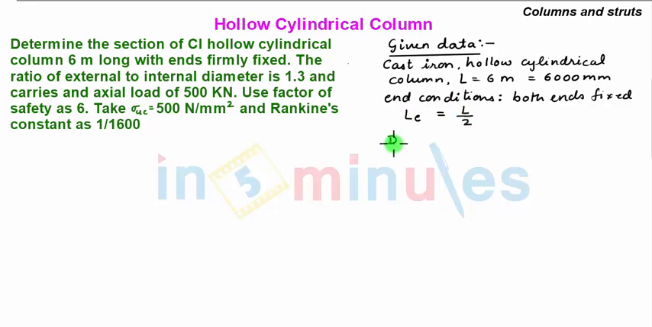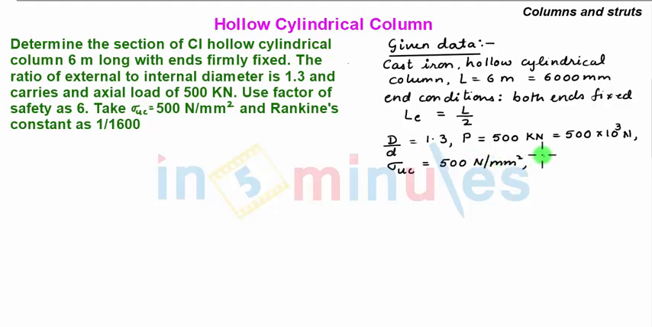Also the ratio of external to internal diameter is given as 1.3 and the column carries axial load P equal to 500 kN which is equal to 500 into 10 to the power 3 Newton. Your ultimate crushing stress sigma UC is equal to 500 Newton per mm square and the factor of safety FOS is equal to 6 and Rankine's constant A is equal to 1 by 1600.